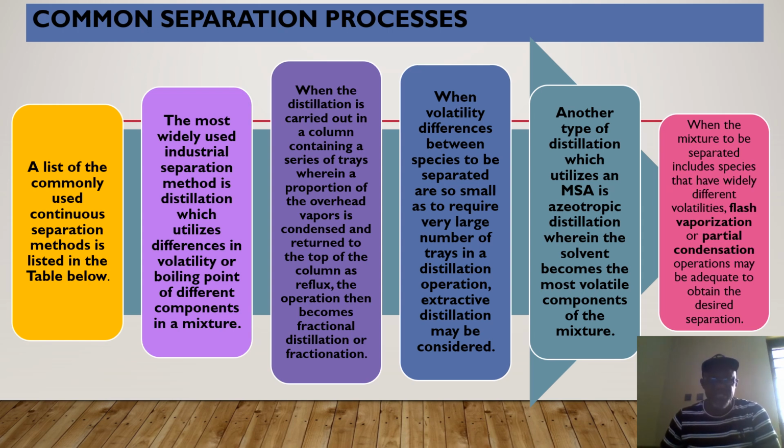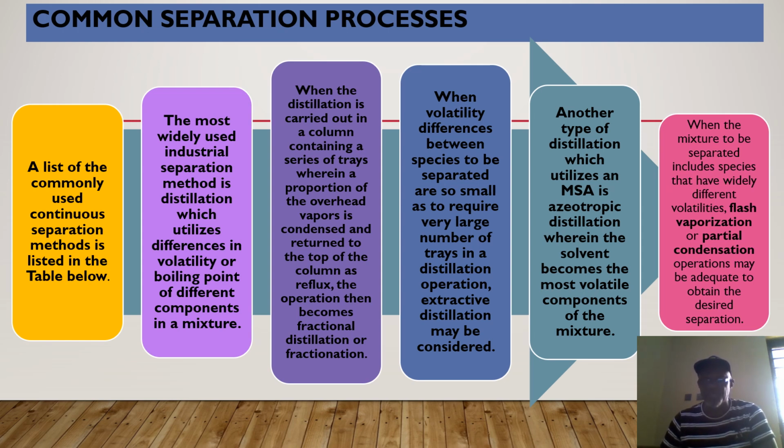When the distillation is carried out in a column containing a series of trays wherein a proportion of the overhead vapors is condensed and returned to the top of the column as reflux, the operation becomes fractional distillation, which I have explained. When volatility differences between species to be separated are so small as to require a very large number of trays in a distillation operation, extractive distillation may be considered.